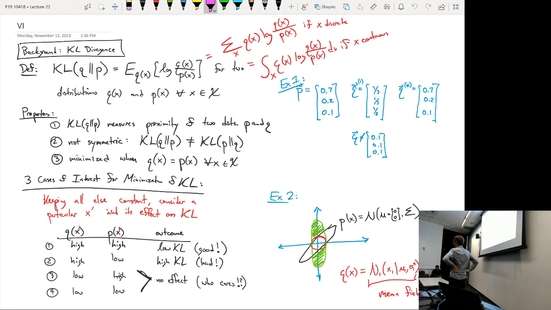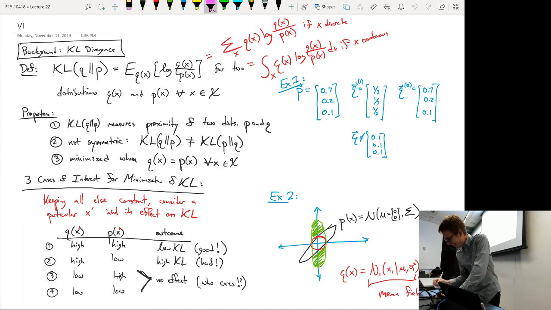The second property says that KL of Q, P is not equal to KL of P, Q. So to find whether the two distributions are similar or not, which one to choose? Should I choose Q of P or P of Q?